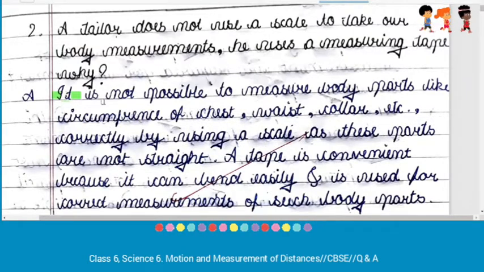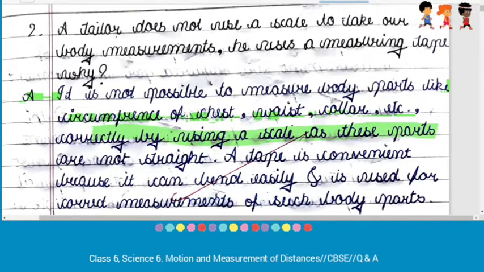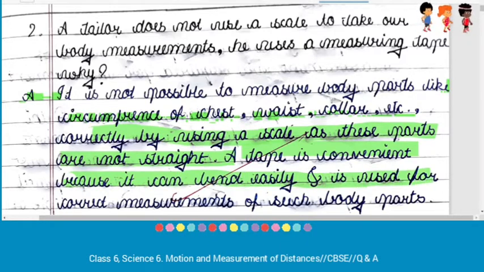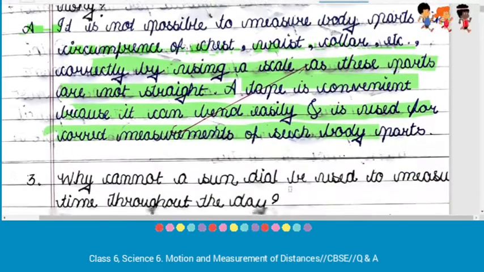Answer, it is not possible to measure body parts like circumference of chest, waist, collar, etc. correctly by using a scale, as these parts are not straight. A tape is convenient because it can be bent easily and used for correct measurements of such body parts.